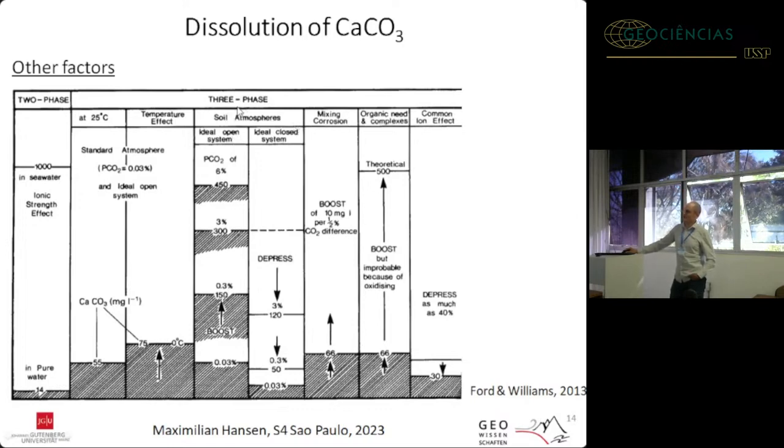So if you just increase the PCO2, you have a boost of dissolving conditions for calcium carbonate. So this would be what I talked about before, the mixing corrosion, which can be a boost of about 10 milligrams per liter per 0.5% CO2 difference. And there are also other processes like organic compounds, which can really boost the dissolving conditions. But this is also dependent on the oxidizing compositions of the organics. And I'm not an organic guy, so this is just mentioned here for completeness. Okay.